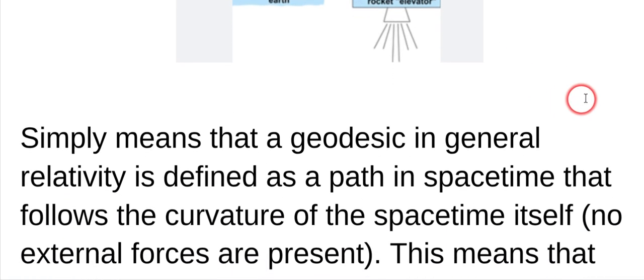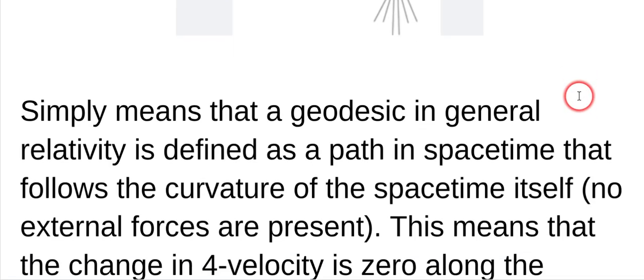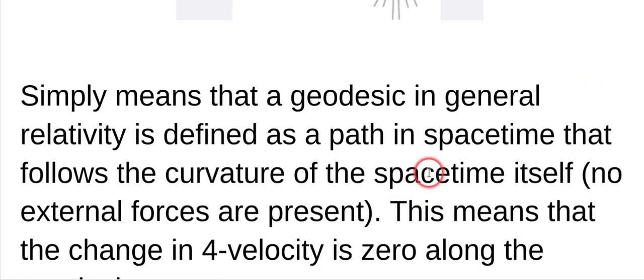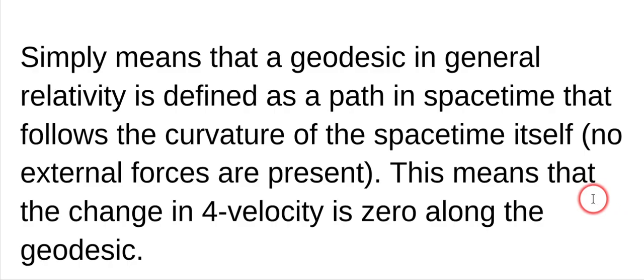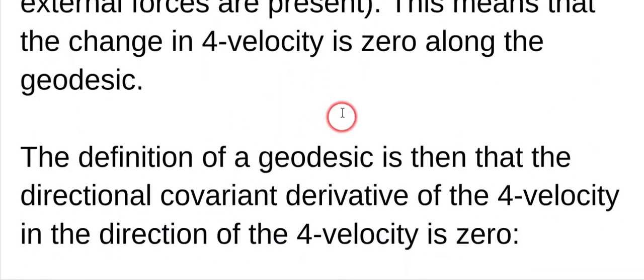So this means that the geodesic in general relativity is defined as a path in spacetime that follows the curvature of spacetime itself. No external forces are present. So someone didn't push you or shoot you out of a rocket ship or anything. This means that the change in the forward velocity is zero along the geodesic. So if we're traveling along a geodesic in spacetime, our forward velocity vector is zero.